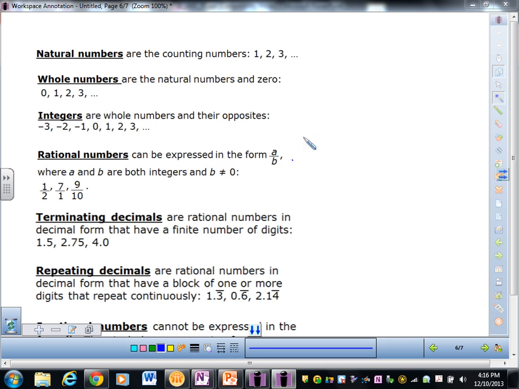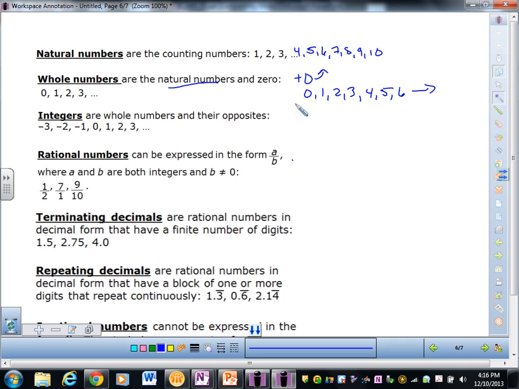Okay, so real quick, let's go through the rest of these vocabulary words. Natural numbers are just your counting numbers. Those are the ones you count on your fingers, 1, 2, 3, 4, 5, 6, 7, 8, 9, 10. Those are all the ones that you learned before you started kindergarten. Whole numbers are all of your natural numbers, plus 0. So you just added 0 to the natural numbers. So you have 0, 1, 2, 3, 4, 5, 6, and so on and so forth.